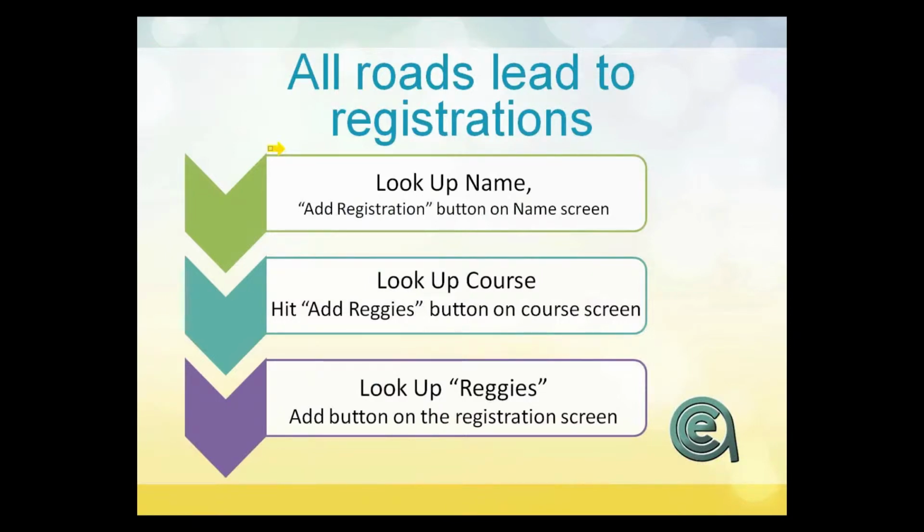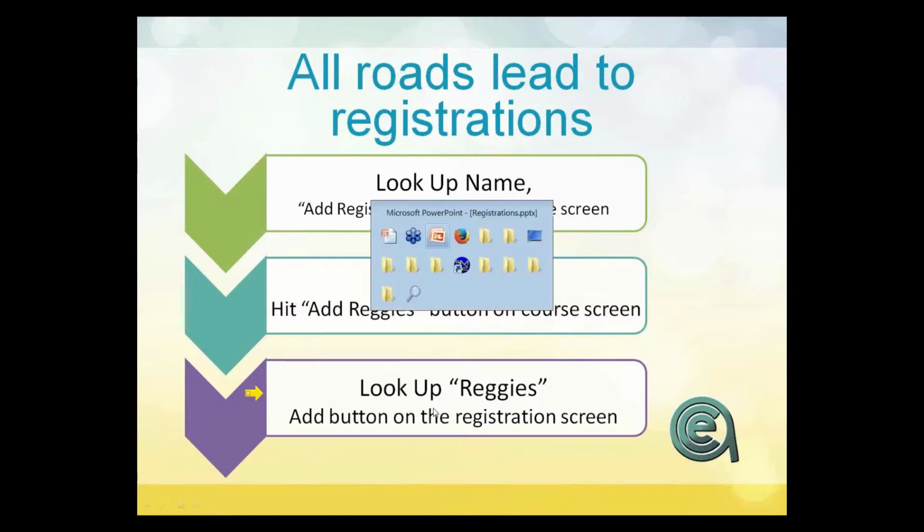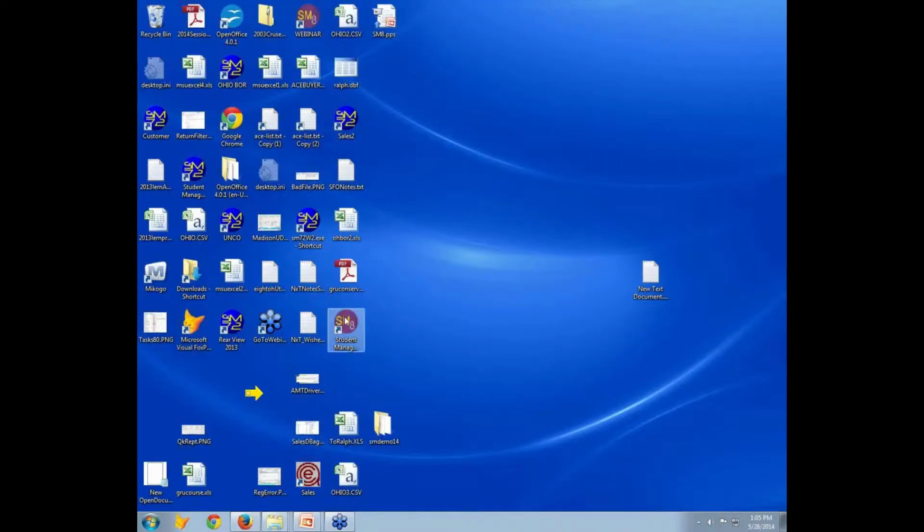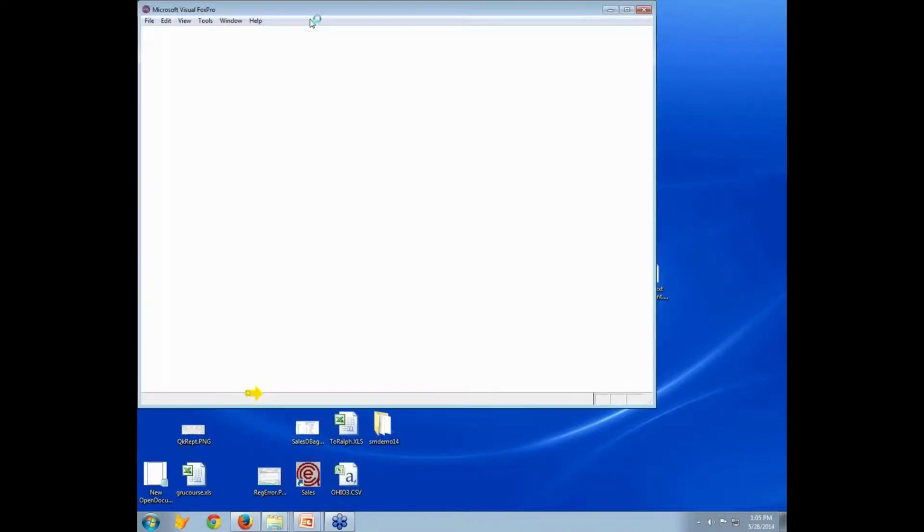In Student Manager 8 and in 7, there are multiple ways to get a registration. Probably the normal, most common is to look up a student and hit the Add Registration button on the name screen. However, you can also look up a course and hit Add Registrations from the course screen. And then finally, you can look up a registration. If you have an existing registration you want to look up, there is a quick button on the registration screen. And I'm going to roll to Student Manager, and I'm going to launch the demo.